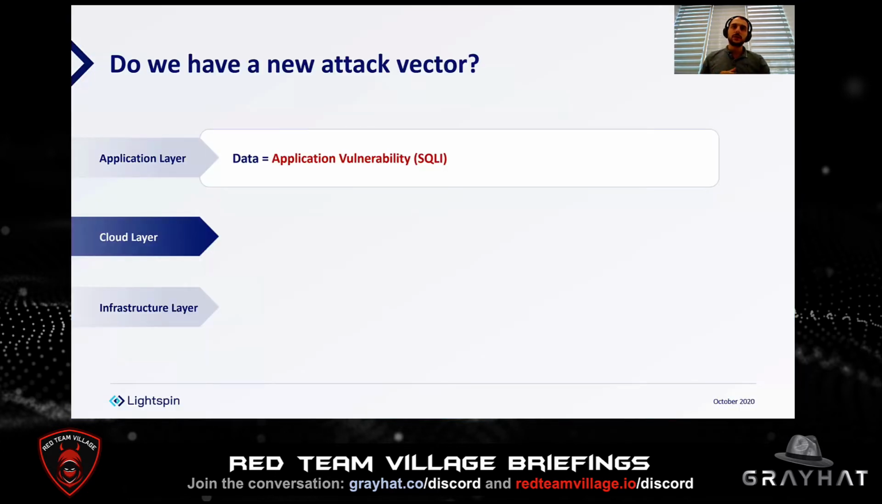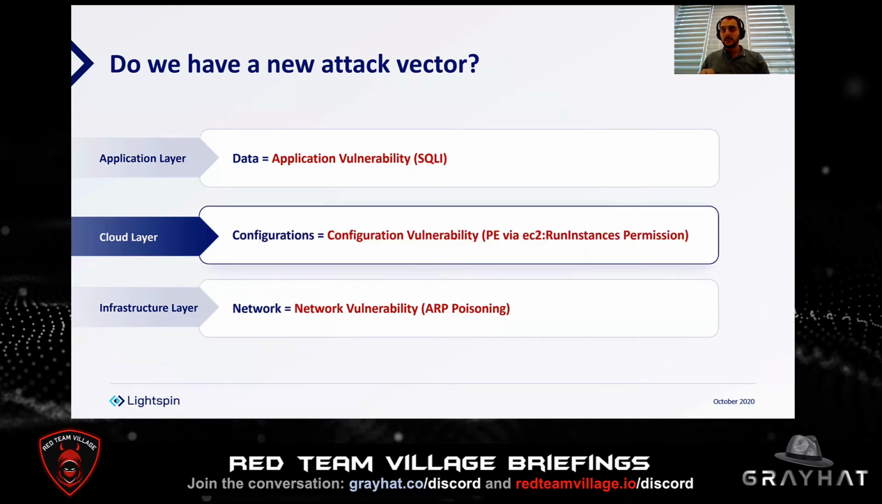And even more, using that we can understand a couple of things. If in the application layer we have data and we talk about application security, which brings us to application vulnerabilities like SQL injection, and if in the infrastructure layer we have the network, and we talk about network security, and we have network vulnerabilities like ARP poisoning, in the cloud, everything is done by infrastructure as code. So we talk about configurations and configuration security, which brings us to a new domain called configuration vulnerabilities. And in this case, we are going to exploit attacks like privilege escalation via the EC2 instance RunInstances permission, that we're going to present today.